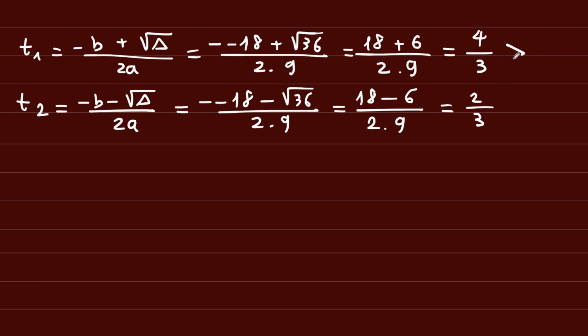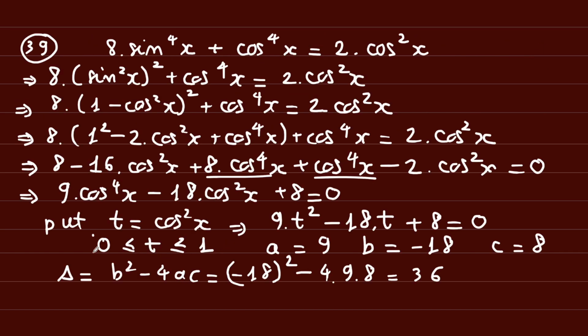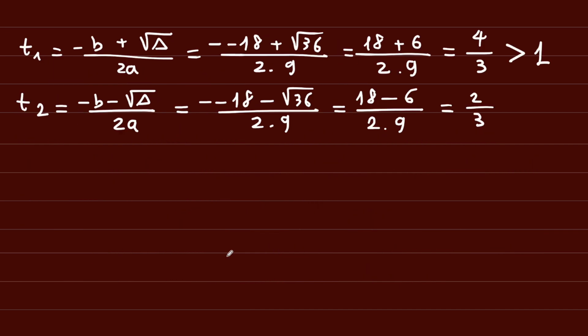But the first one, 4 over 3, is greater than 1. You have to remember that the domain of t has to be less than or equal to 1. So we cannot accept this value. It has to be cancelled. And the second one is an acceptable solution. And from here you get cos squared x equal to 2 over 3. Only this solution is accepted.